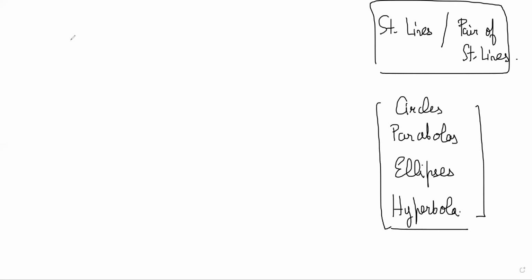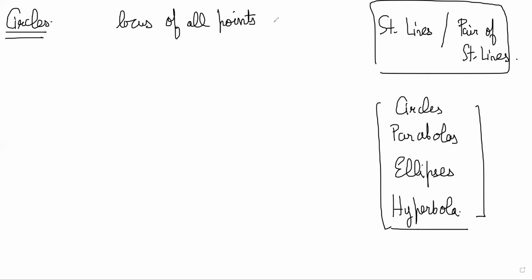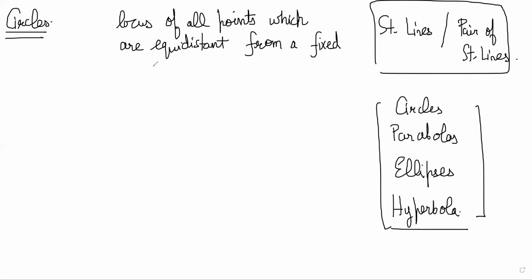Okay. So circles, basically, we know the definition of a circle. We know that the circle is a locus of all points which are equidistant from a fixed point, right? Equidistant from a fixed point. So that fixed point is known as the center, and the distance is known as the radius, right? This fixed point is the center of the circle, and this distance is the radius, right?